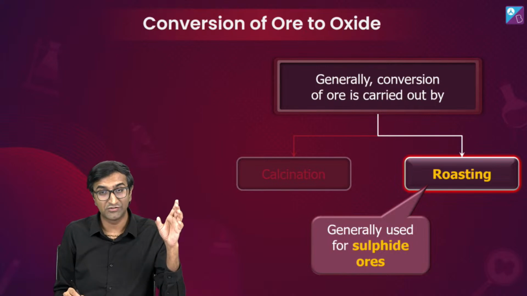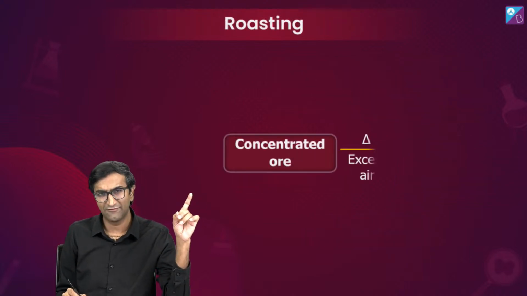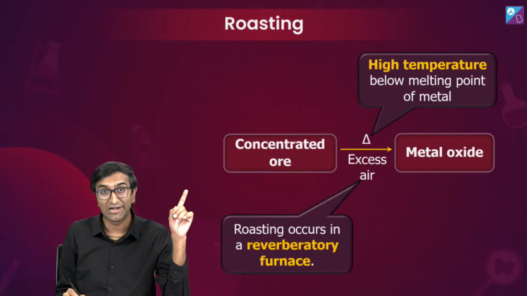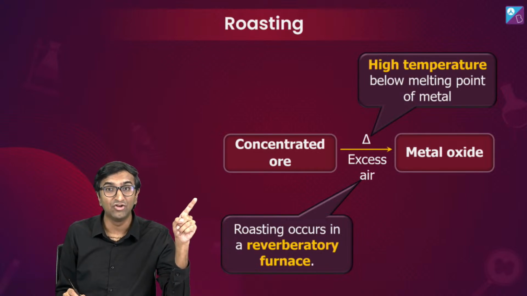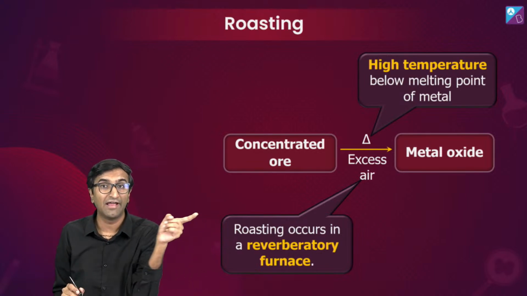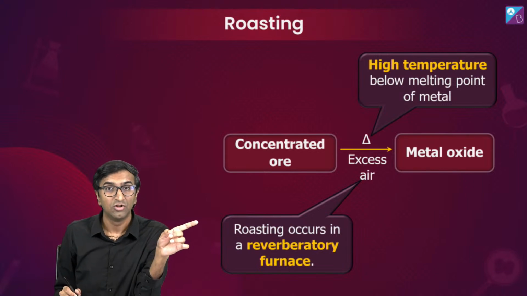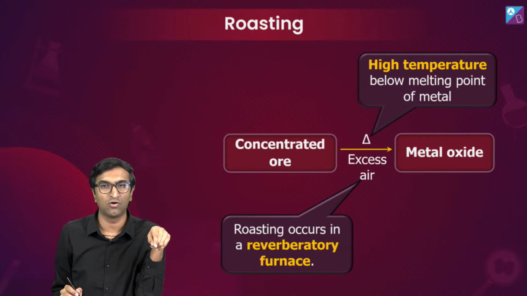But anyway, roasting, generally used for sulfide ores. Which are the sulfide ores? Copper, lead and silver. You remember from the last session? I'm giving you such PYQs so that it becomes easier for you to learn this too. If you remember what we did in the last session, this session will be easy. All of them are linked.